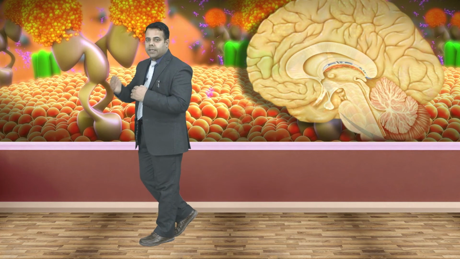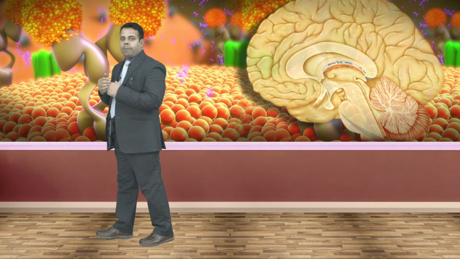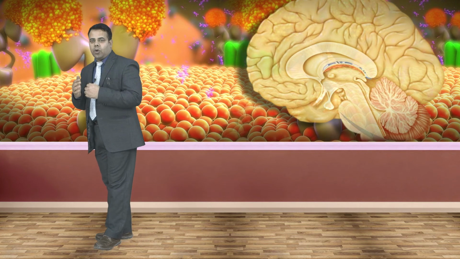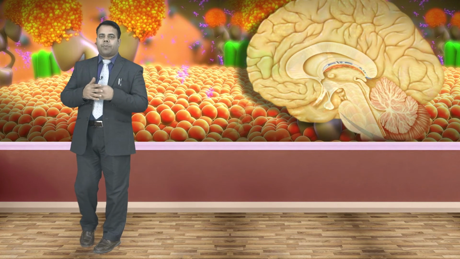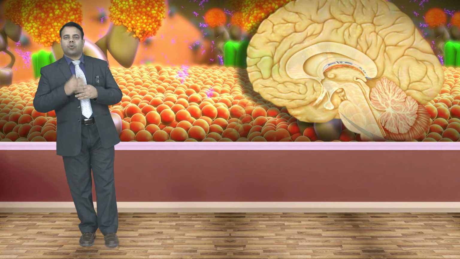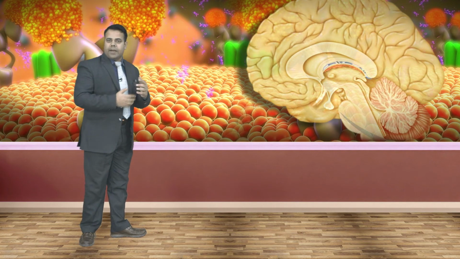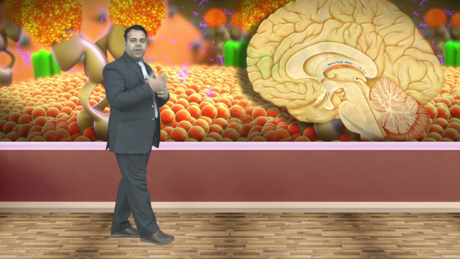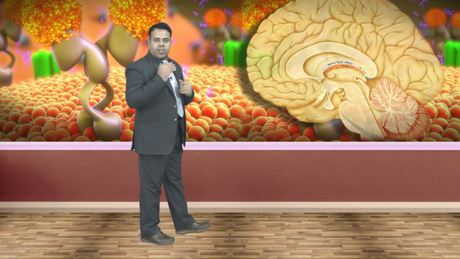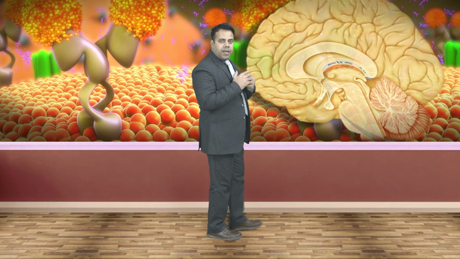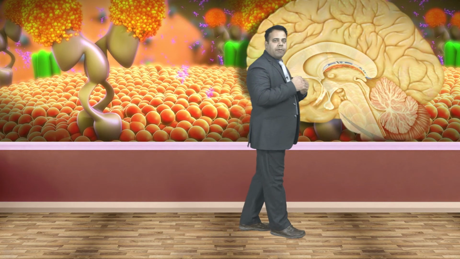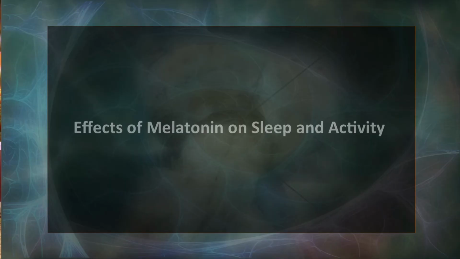for the breeding season. So, one practical application of melatonin's role in controlling seasonal reproduction is its use to artificially manipulate cycles in seasonal breeders. For example, sheep that normally breed only once per year can be induced to have 2 breeding seasons by treating them with melatonin hormone. Now, the effects of the melatonin on sleep and activity.